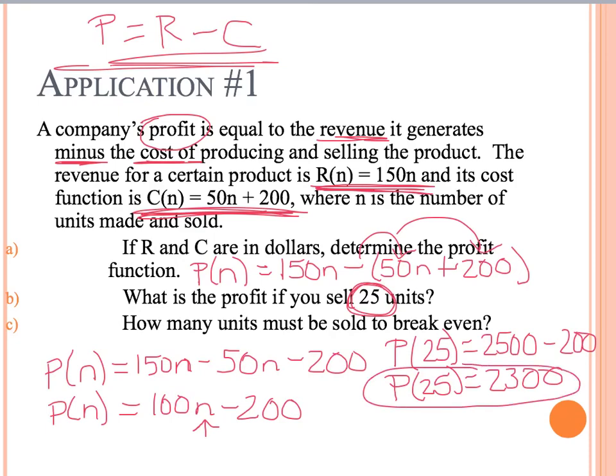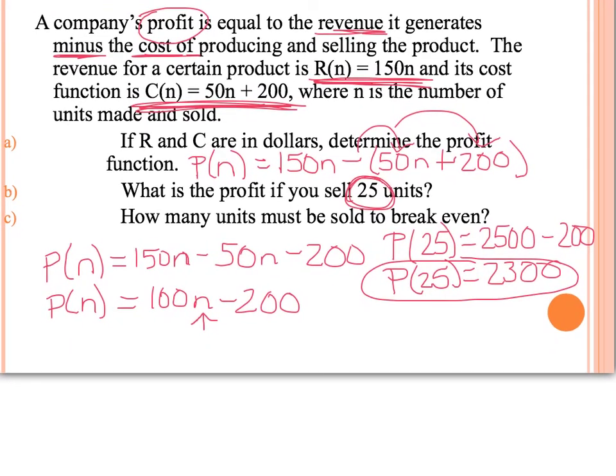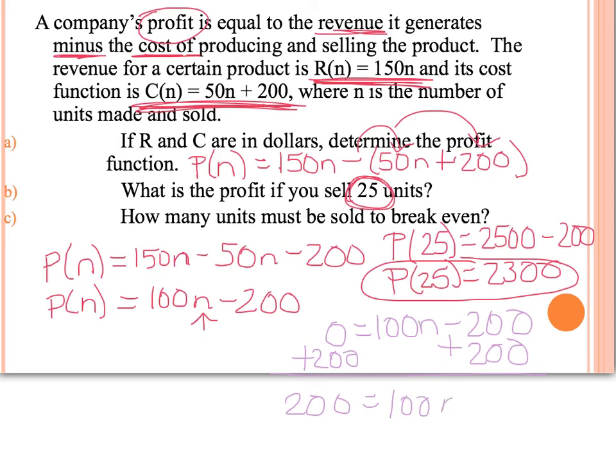And then how many units do you need to sell to break even? So it's asking how many units do you need to sell in order for your profit to be 0? So if I want my profit to be 0, I'm just going to solve for n. So 2, and I will break even.